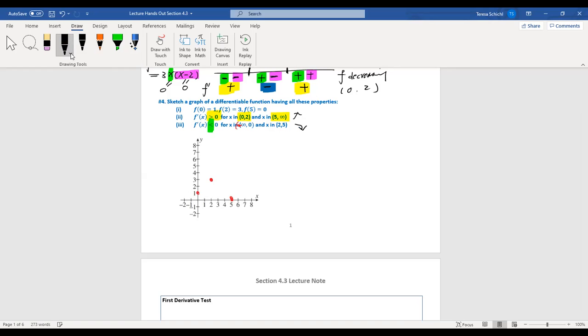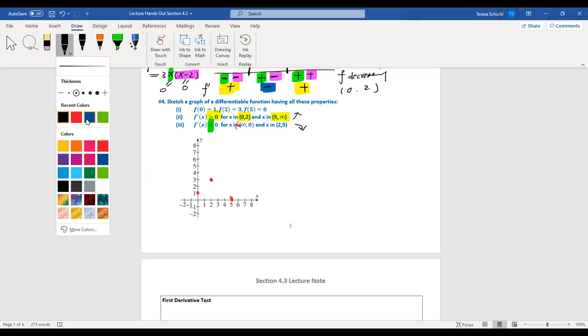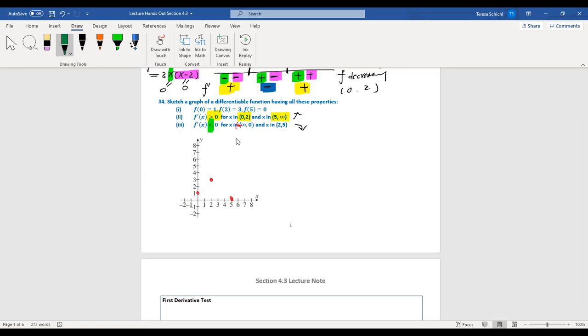Okay, so let's see, we can try to put this graph together. Greater than 0, from 0 to 2 is increasing. Of course, the exact graph, so here it is increasing, and 5 to infinity is increasing. So it goes like this, continuously increasing. Then negative infinity to 0 is decreasing.